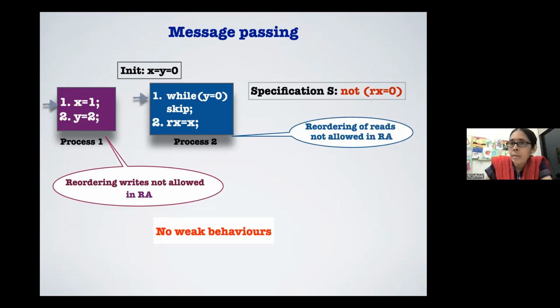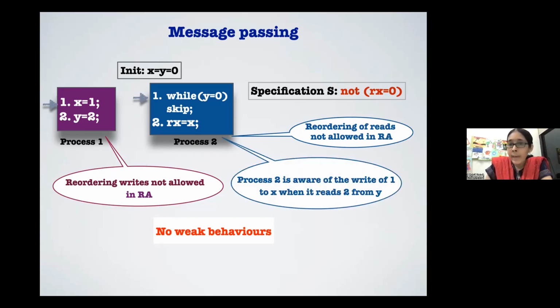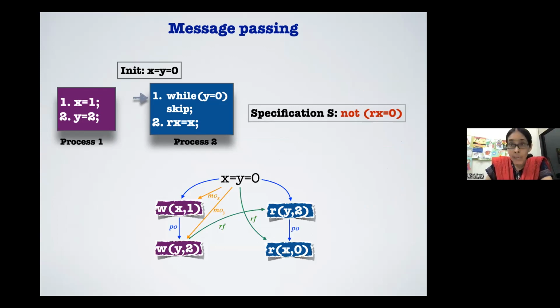So once again, because of that, I can't just read 0 to begin with. And therefore, process 2 is just unaware of the write of 1. Process 2 is aware of the write of 1 to x when it reads 2 from y. So the summary is that for this example, message passing, we do not see any of these so-called weak behaviors, which means extraneous behaviors, which is not seen in sequential consistency.